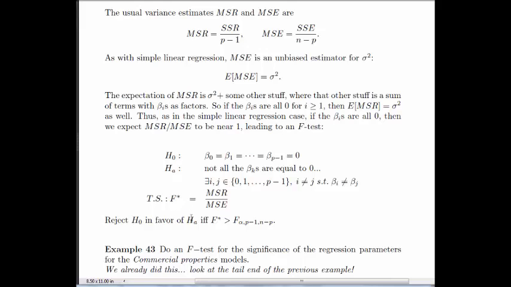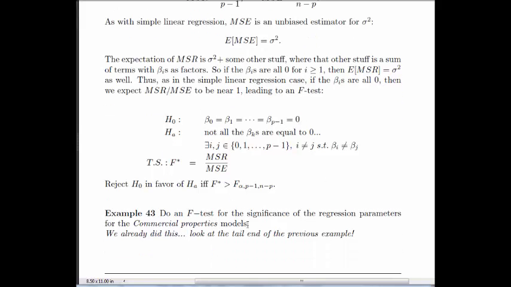So in this case, you would reject H naught in favor of the alternative hypothesis, provided your test statistic is large enough, that is, if it's greater than some F value. It turns out this statistic has an F distribution if these parameters are all equal to 0.